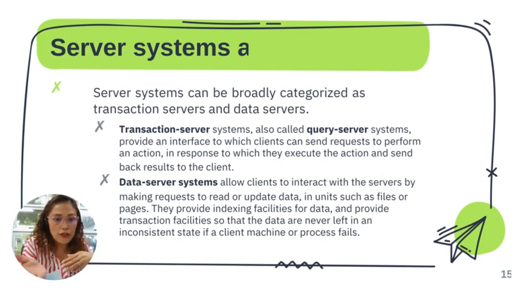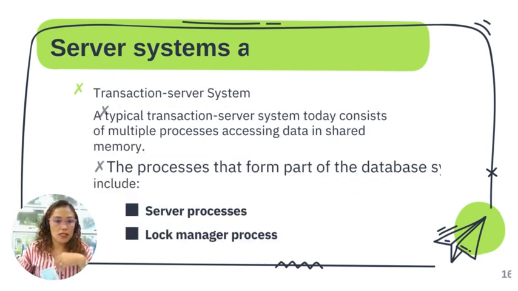Now, on the other part, we have here the data server system. This allows clients to interact with the servers by making requests to read or update data in units such as files or pages. Then they provide indexing facilities for data and provide transaction facilities so that data can never be left in an inconsistent state if a client machine or process fails.